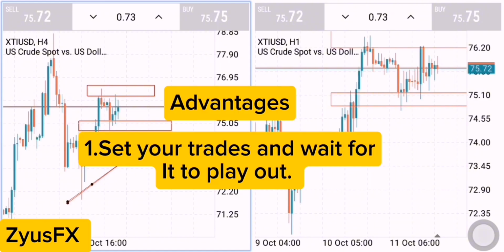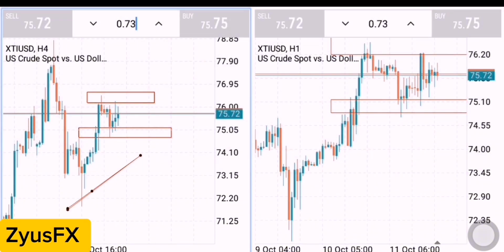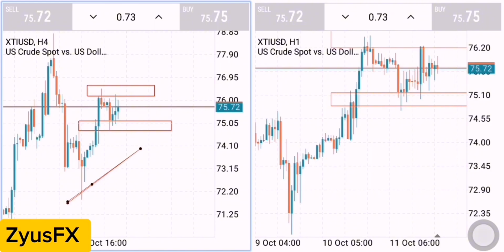So some of the advantages of that, it allows you to set your trades and wait for it to play out. It reduces the emotional attachment and impulsiveness in taking a trade in the market. And another advantage of it is good for reversal trading, as we said. And you can set and forget your trades. You can close your chart as long as you have set your stop loss, and just wait for it. You don't need to micromanage your trade every second or every minute. You can just set it and walk away. If you end up winning, that's great. If you lose, that's trading for you.